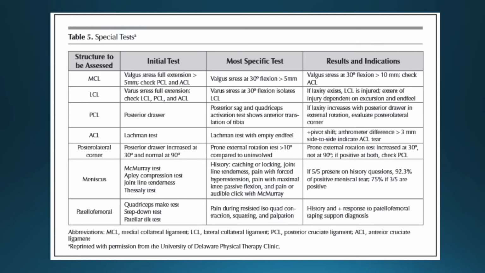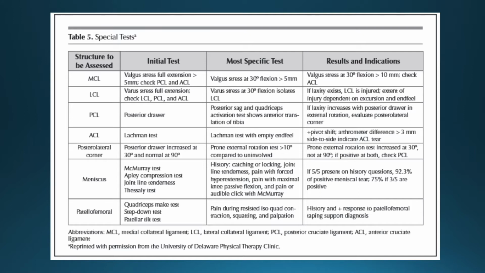For the PCL, initially we might perform the posterior drawer. The most specific test would be the posterior sag with the quadriceps activation. So when you have them up in the posterior sag position and activate the quadriceps, you're showing anterior translation of the tibia. If laxity were to increase with the posterior drawer and external rotation, you need to evaluate the posterolateral corner. For the ACL, initially we have the Lachman test. If you have an empty end feel with that, then you need to look further, and pivot shift and an arthrometer difference of greater than 3 millimeters side to side indicate an ACL tear.